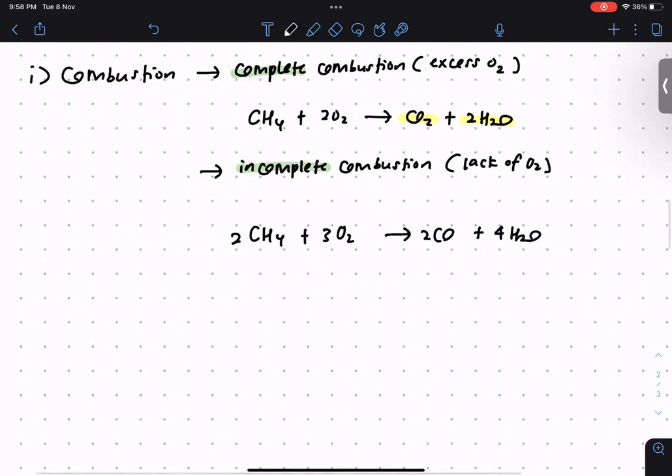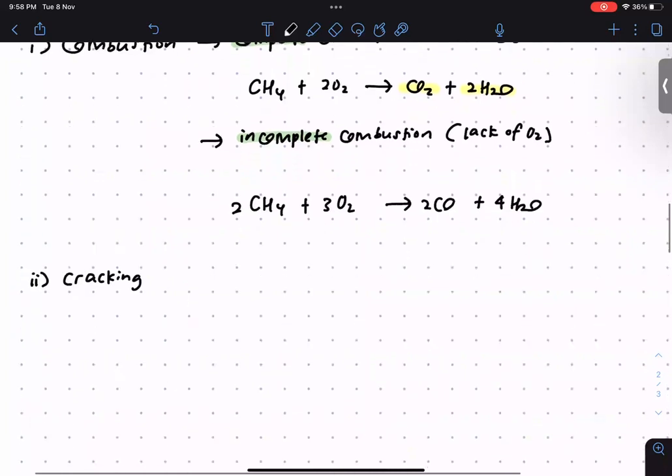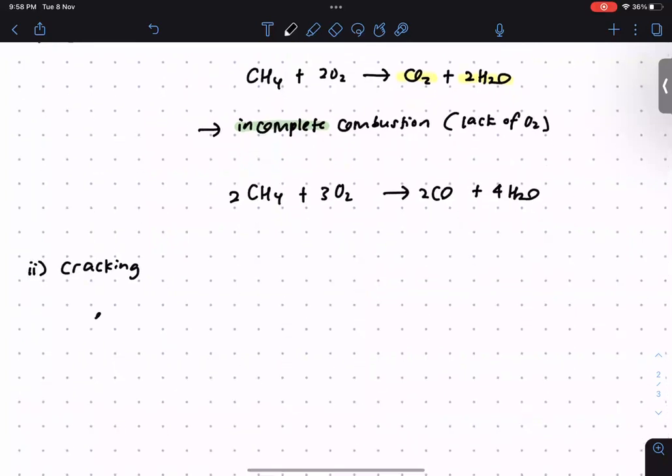All right, and then for alkane, there's also something called cracking. Cracking is to technically break larger molecules of hydrocarbon into smaller molecules of hydrocarbon. So cracking will be very simple. So I give you the first example.